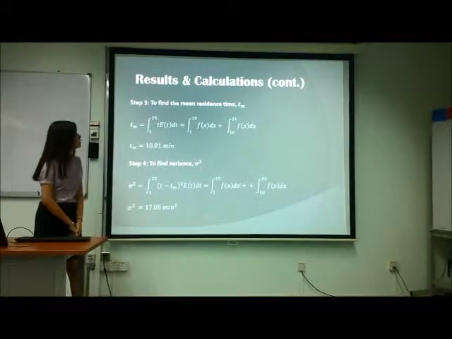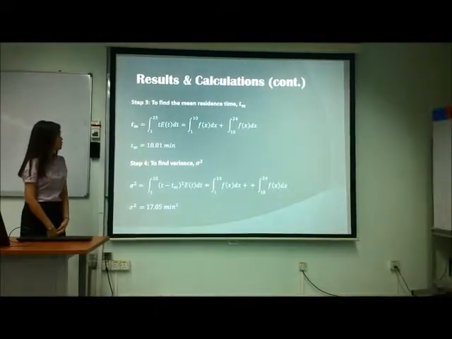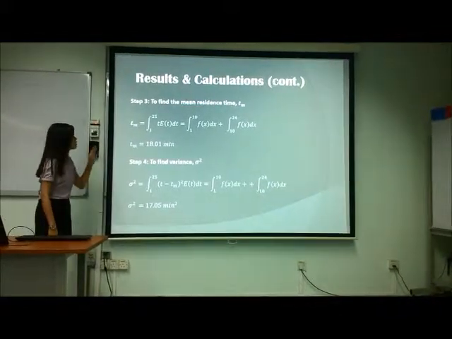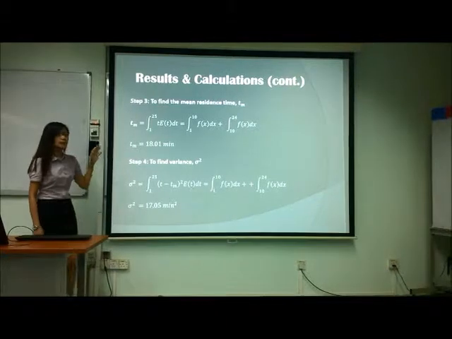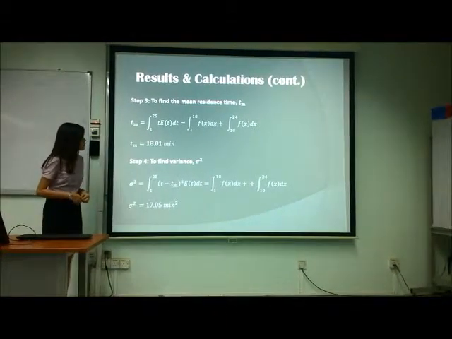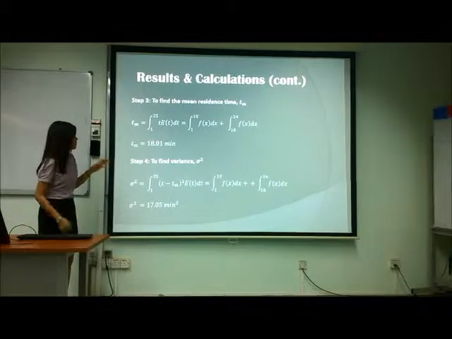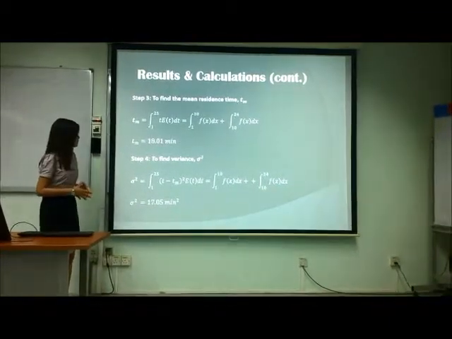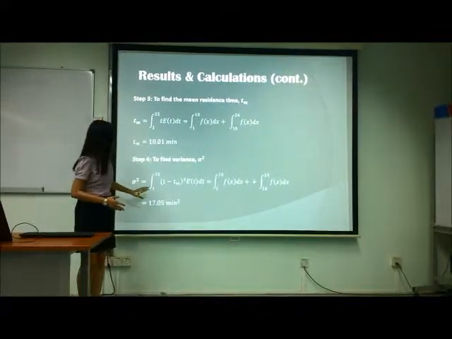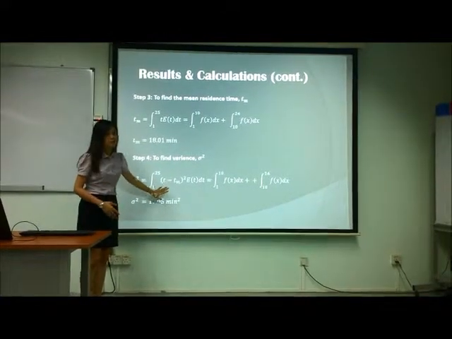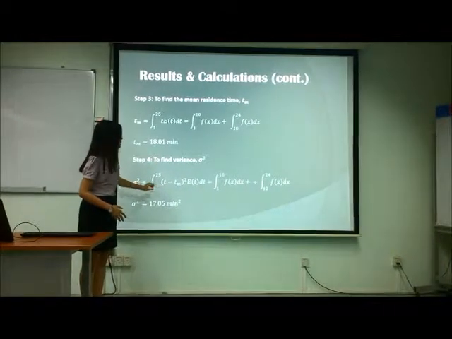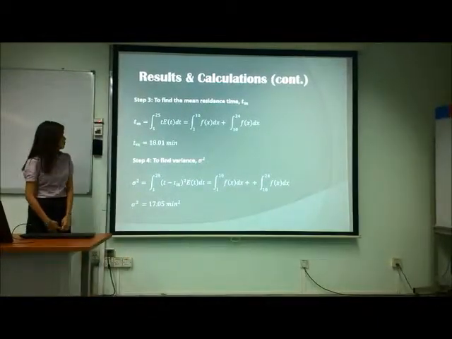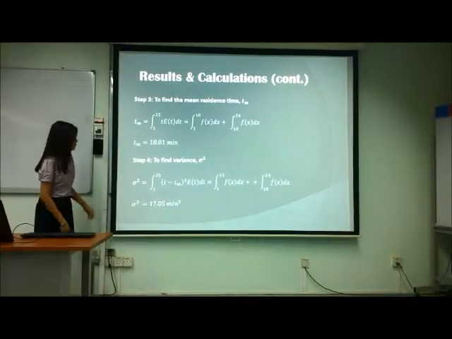And next, we'd like to calculate the mean residence time by taking Simpson's rule as well, which we are taking the integral of time multiplied by residence time distribution. And for this experiment, what we got is 18.01 minutes. And next, we'd like to calculate the variance by taking Simpson's rule. Now we'll take time minus residence time squared, and we'll multiply with the residence time distribution. And what we got for this experiment is 17.05 minutes squared.